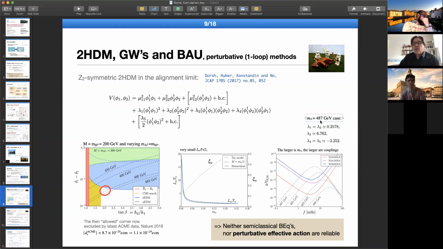And it so turns out that the larger MA you pick, you also tend to get very large couplings. You have to use very, very large couplings. In this case, one of the couplings in particular was larger than 2 pi.